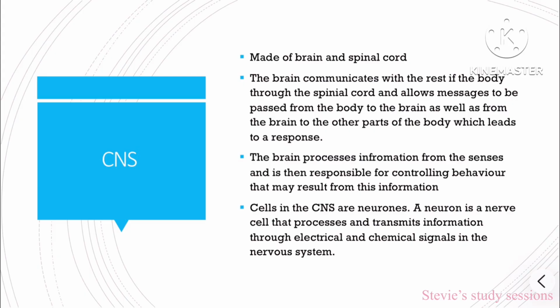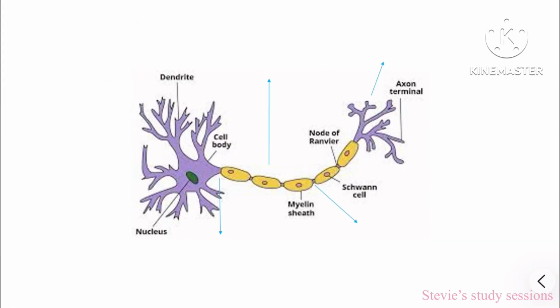a response. The brain processes information from the senses and then is responsible for controlling the body's behaviour that may result from this information. Cells in the central nervous system are neurons. A neuron is a nerve cell that processes and transmits information through electrical and chemical signals in the nervous system. This is a picture of a neuron.